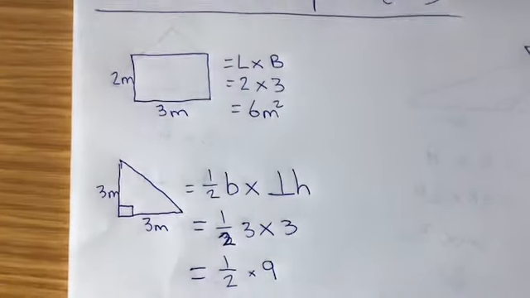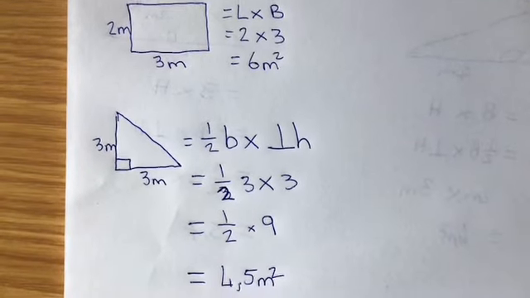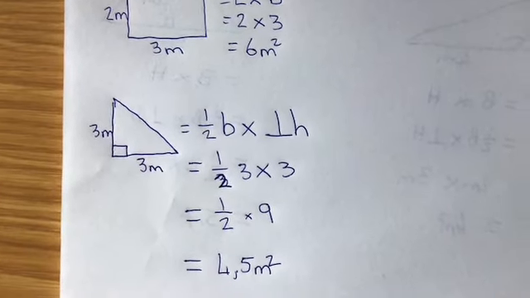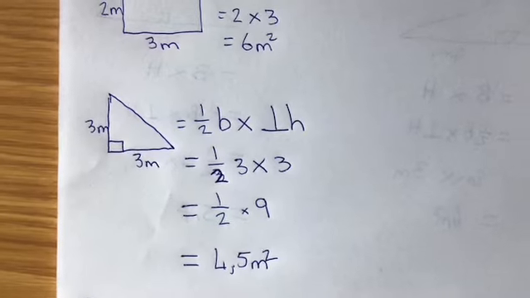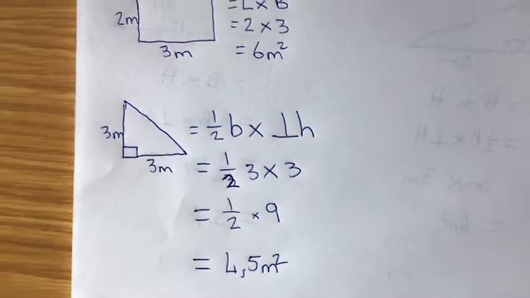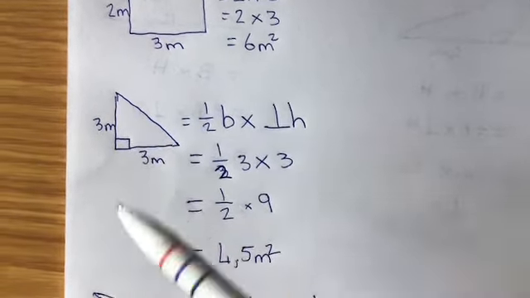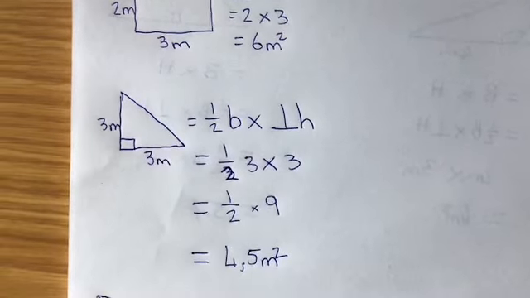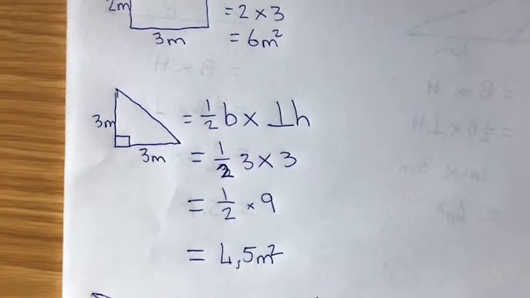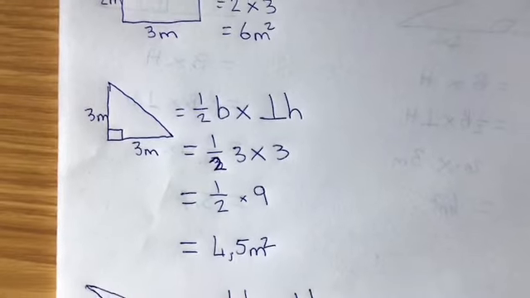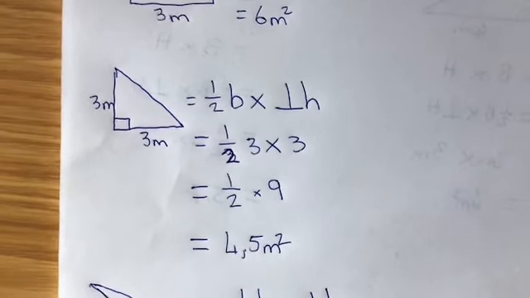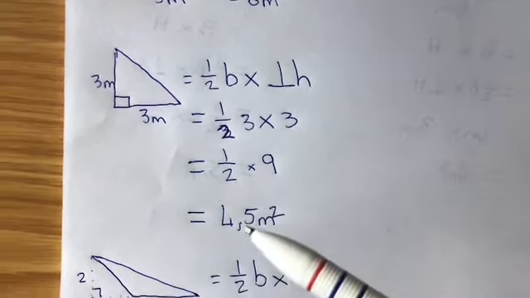Right, then when we moved on to triangles, we said it's half base times perpendicular height. So if it's got a right angle, you can see over there it's got a 90-degree angle, it's quite straightforward to work it out. You just got to plug it into the formula. There it's half times 3 times 3. So 3 times 3 is 9, and half of 9, of course, is 4.5 square meters.